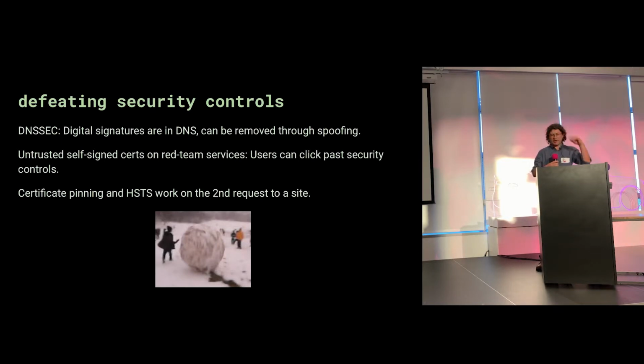There's other techniques that I think red teams will be using all the time, like trying to get self-signed certs across to users. So I guess there can be behavioral approaches to try and get the users to click through and switch off security controls. And then certificate pinning and HSTS work on the second and subsequent attempts to contact a site. So if we can get in there and present different security parameters, then we can make sure that we beat those technologies.